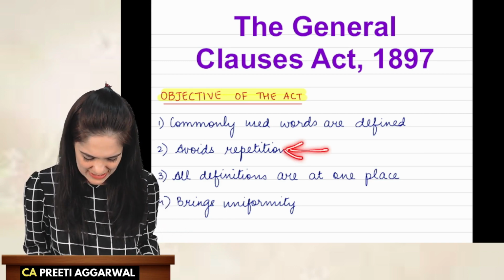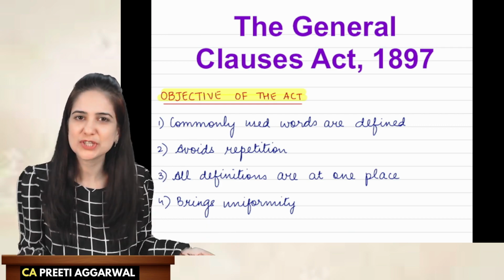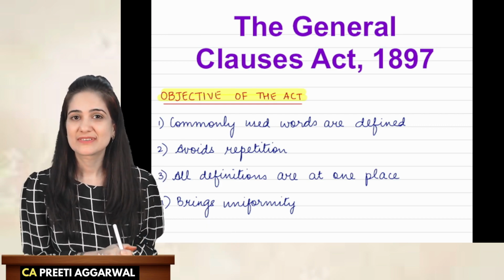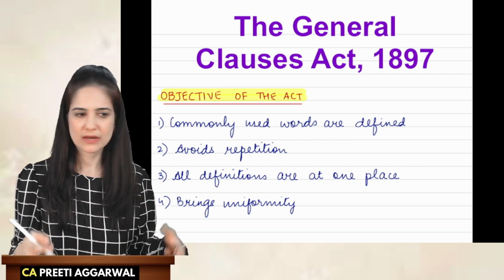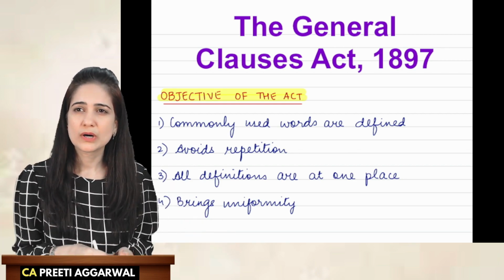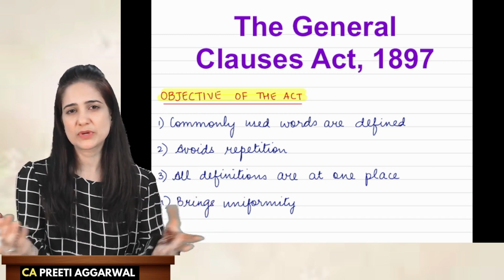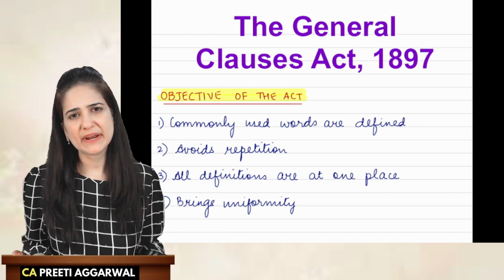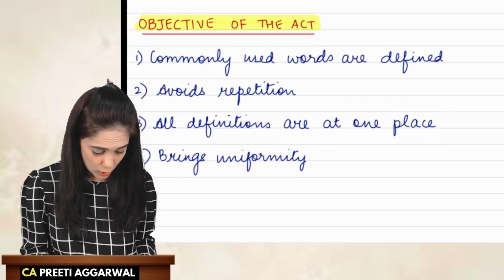It avoids repetition. And that is the main use of definition. So instead of explaining the word again and again in the same act, or explaining one word and using it in various acts and then again and again, which one is better? Explaining it just at one place. You will all come here and refer the General Clauses Act. All definitions are at one place.